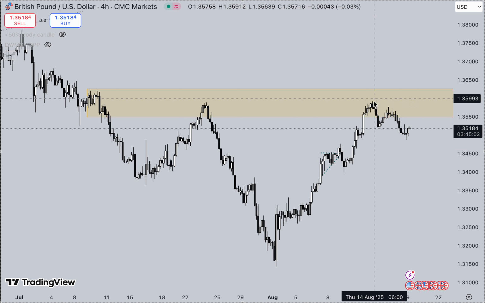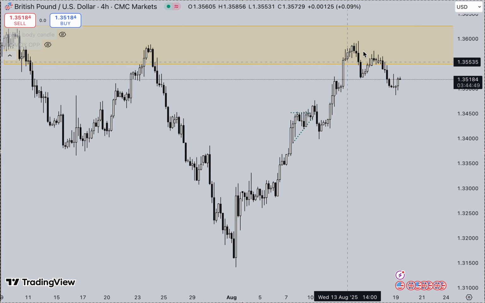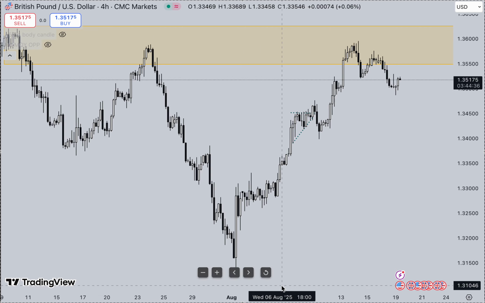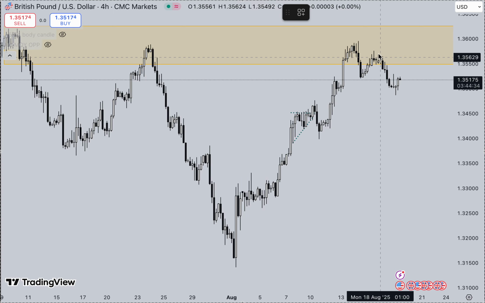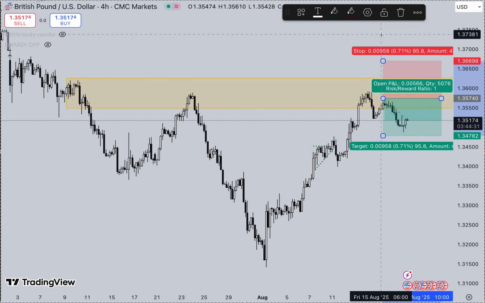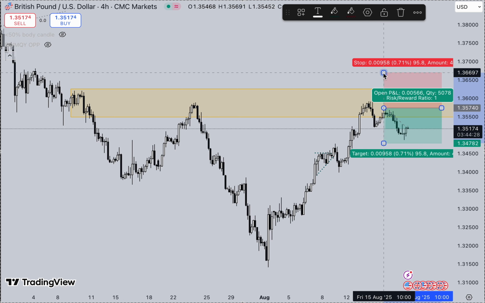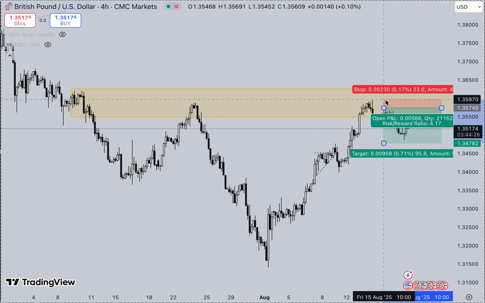Let's get this out of the way. Here was our fractal low, guys. Then we started to consolidate in this leg up again, giving us another reason to look for that sell, right? So we were consolidating, and then this was that breakout, retest, and then sold off, right? So this was a trade opportunity on GU right here.